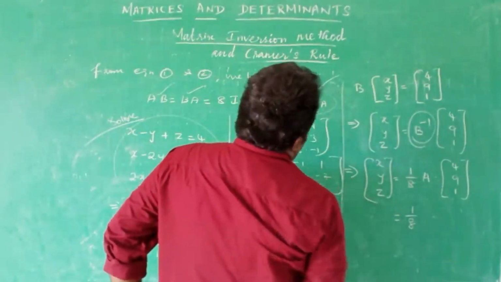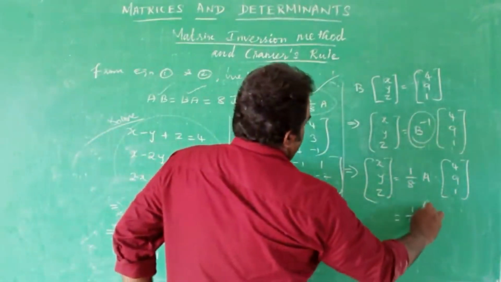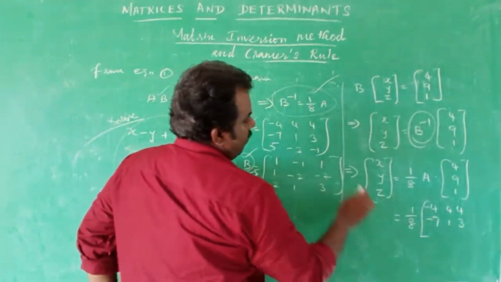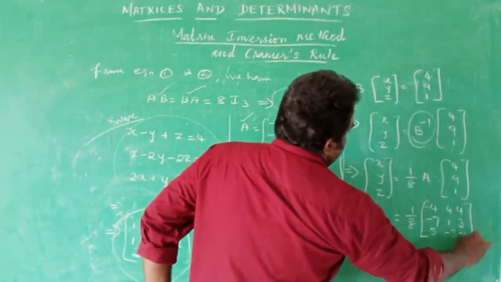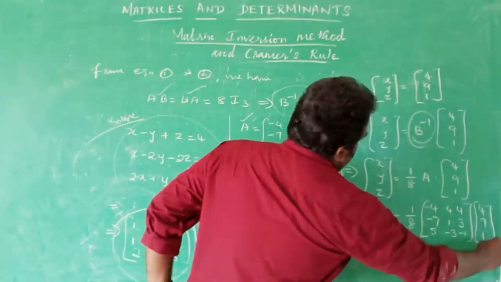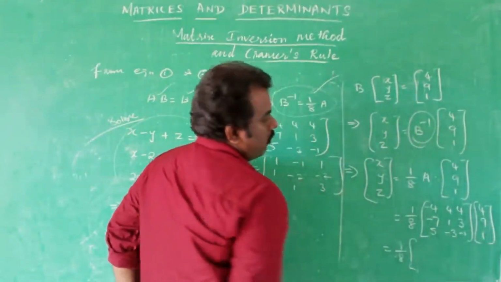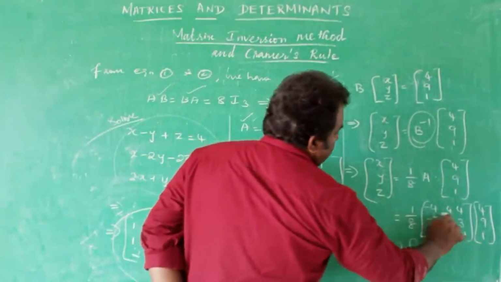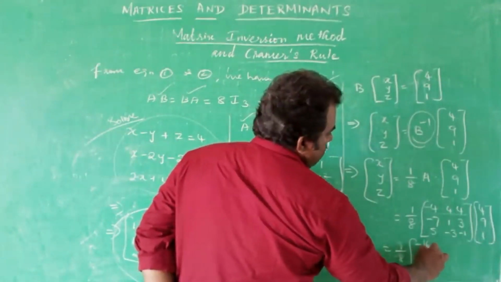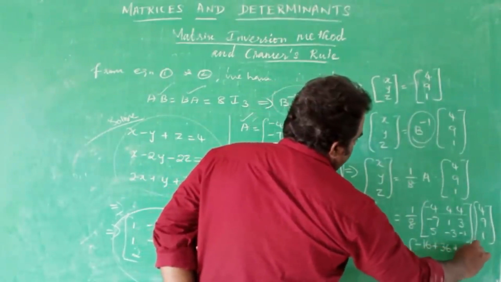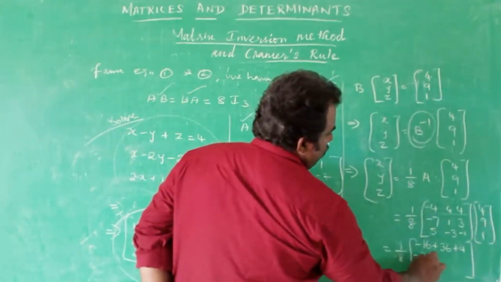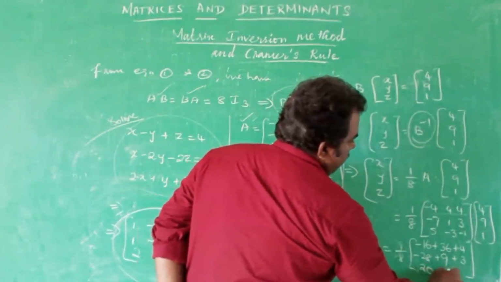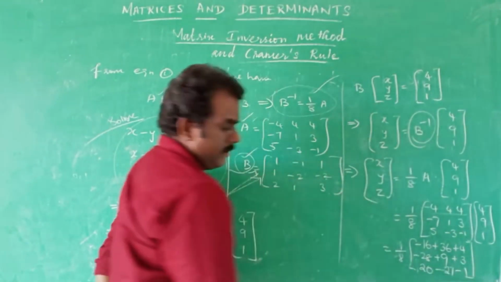Now we have to write the matrix A here, that is minus 4 4 4, the next is minus 7 1 3, the next is 5 minus 3 minus 1, with the matrix 4 9 1. By the usual matrix multiplication of row by column method, 3 cross 3 multiplied with 3 by 1, we get a 3 by 1 matrix again. Then multiply the first row with the first column, that is minus 16 plus 36 plus 4. The next, minus 28 plus 9 plus 3. The next, 20 minus 27 minus 1.